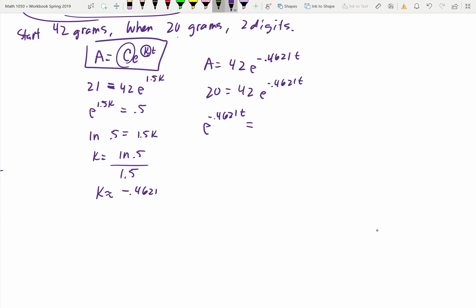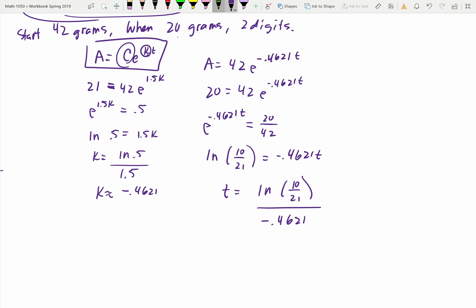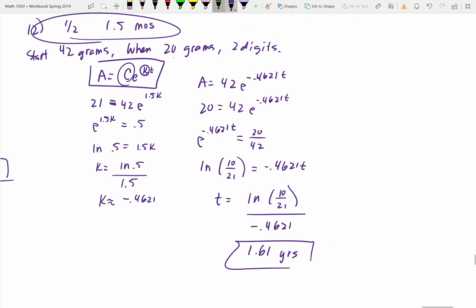So you know what, actually, I'm not even going to store it. I was going to store it. I'm going to just put it as 20 over 42. You could also write it as 10 over 21. Doesn't matter. So now I'm going to convert it. So it's ln of 10 over 21 is equal to negative 0.4621t. And now to solve, I divide. So it's ln 10 over 21 divided by negative 0.4621, which I have stored in. So everybody go ln 10 divide 21, close it off, divided by memory bar, enter, enter, and I get 1.61, 2 digits, years. Is it years? Months.